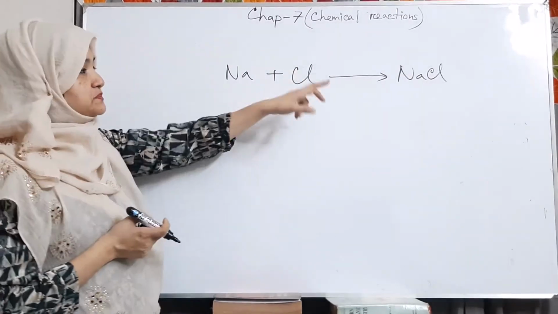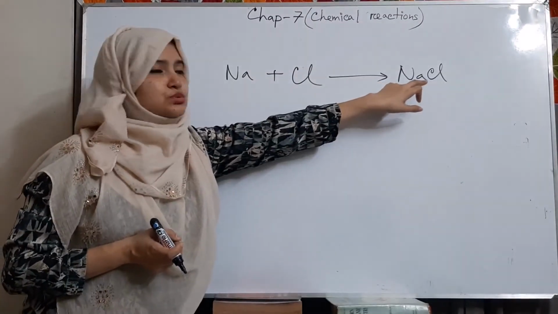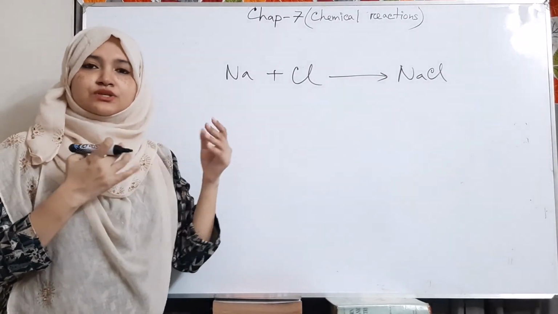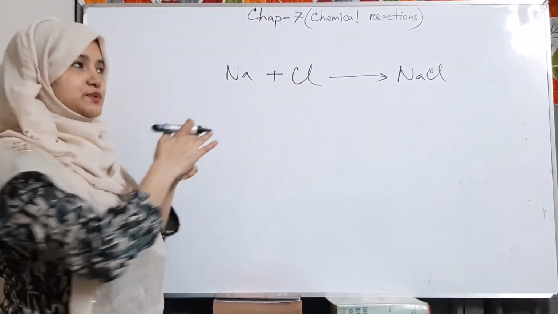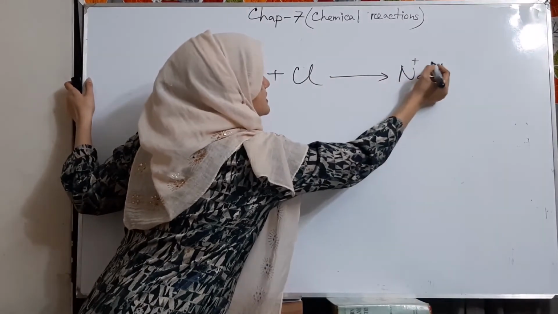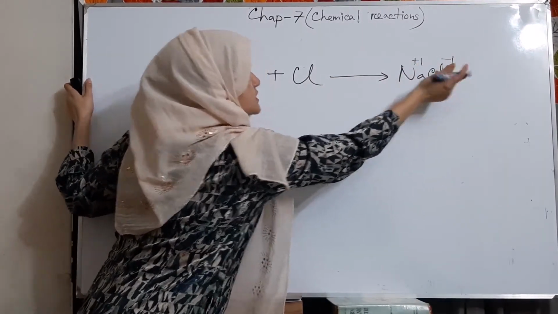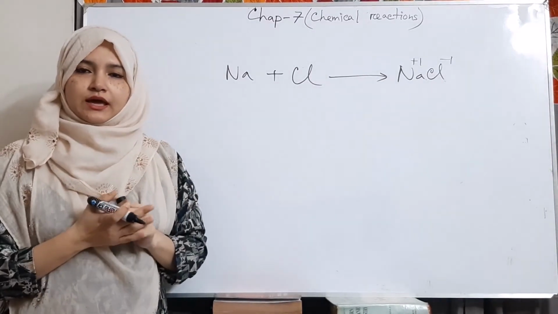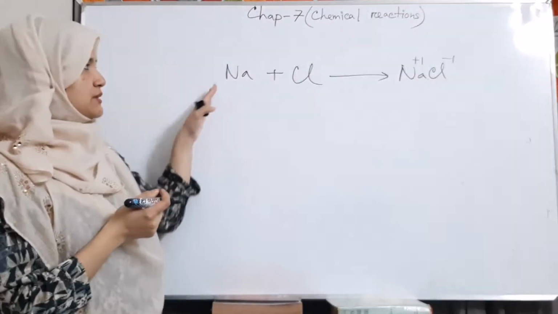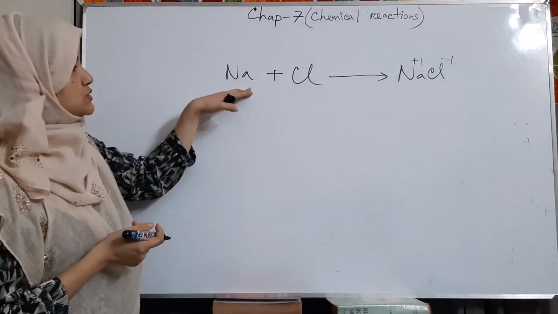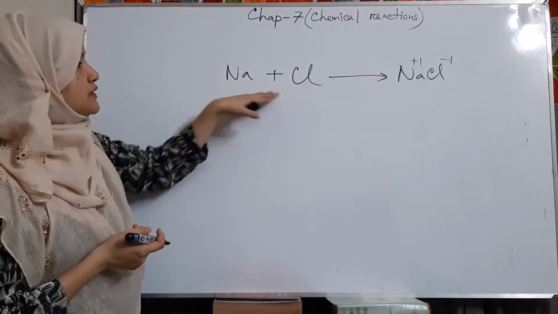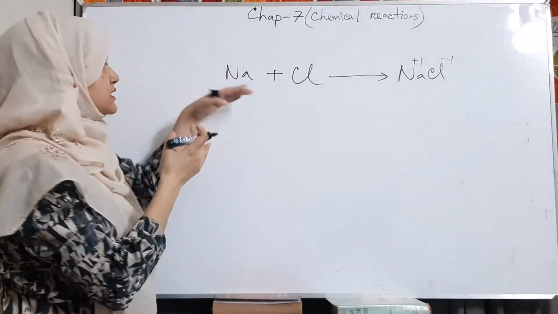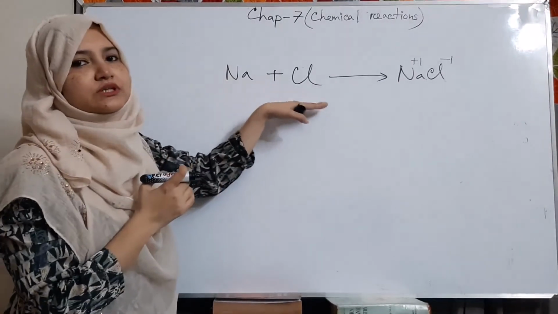And these two ions attract each other because they have opposite charges, and we know opposite charges attract. But sodium and chlorine didn't always have charges. They are electrically neutral atoms.